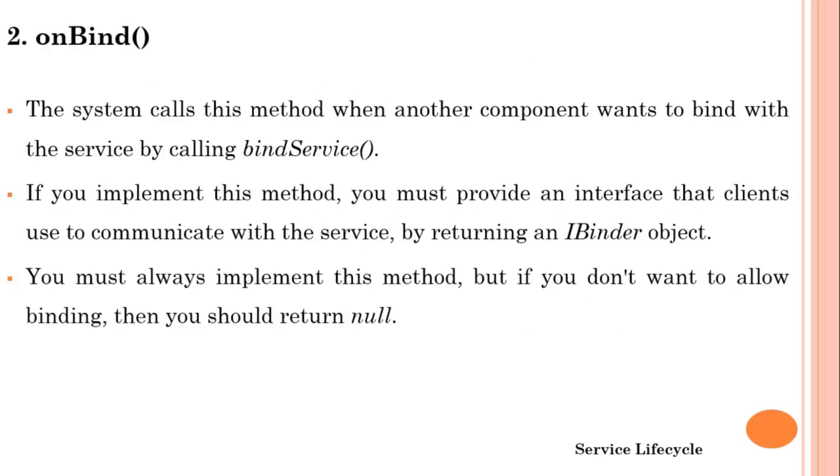Now second type of callback method is onBind. The system calls this method when another component wants to bind with the service by calling bindService. This means that this callback method is used whenever a component wants to bind itself with a service, and this is done by using the bindService method. If you implement this method, you have to provide an interface that clients use to communicate with the service by returning an IBinder object. You must always implement this method, but if you don't want to allow binding, then you should return null.